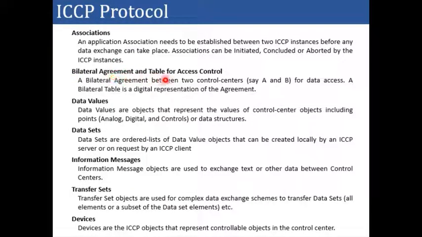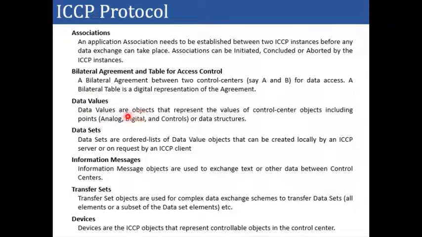Now, the bilateral agreement and table for access control is required in the ICCP protocol. This bilateral agreement is nothing but the agreement between two control centers for the data access. This tells you what kind of data will be exchanged between two control centers. So this has to be agreed upon by two control centers, what kind of data they will share. What kind of data values we can share?